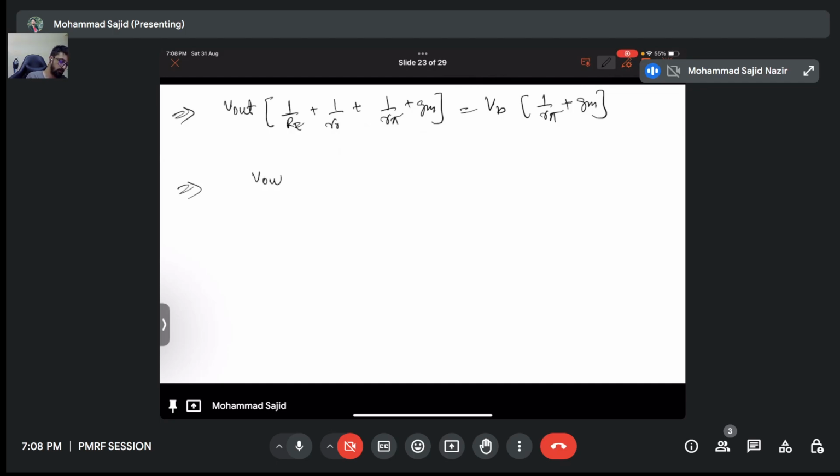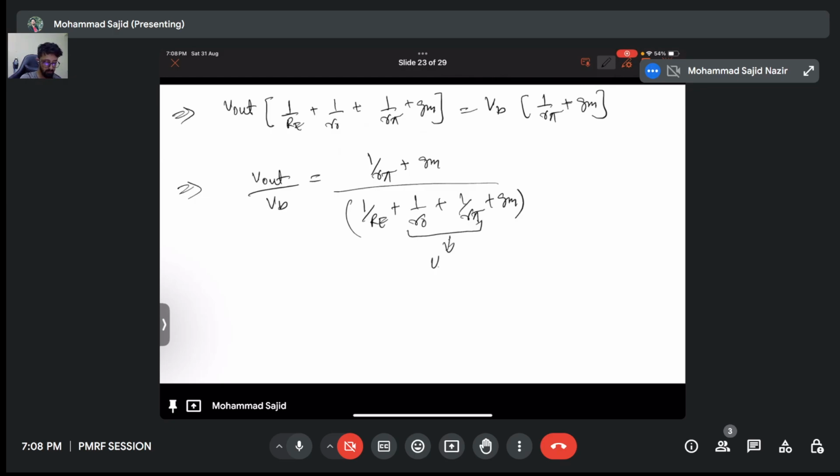So I can calculate V output by VB, which will be by R count plus G divided by 1 by R plus 1 by R naught plus 1 by R count plus G, right? These values are very large, so I can assume the output by VB is nearly equivalent to Gm divided by 1 by RE plus Gm.